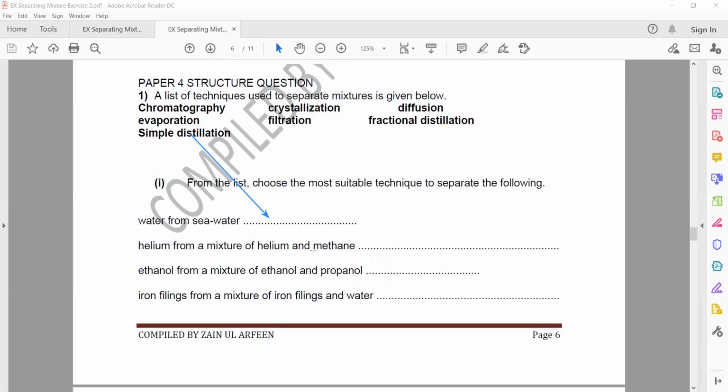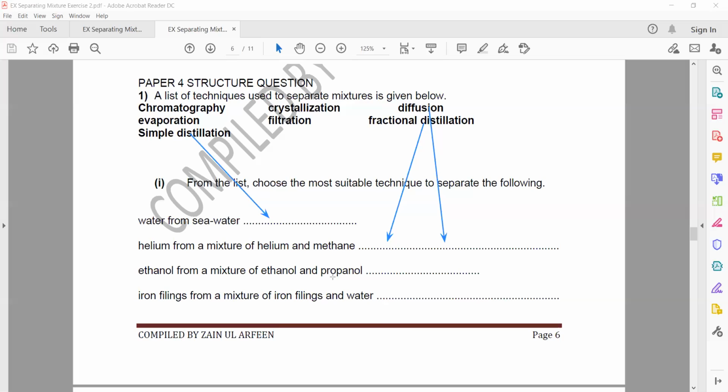Helium from a mixture of helium and methane, both are gases. So which technique? Fractional distillation. Yeah, fractional distillation can be used, and because both are gases, diffusion can also be used. Both answers are valid. You can write any one of them.